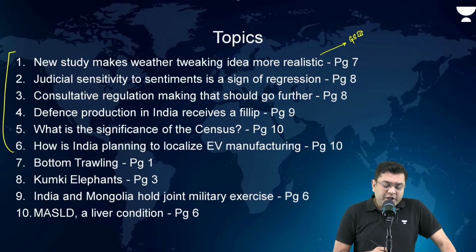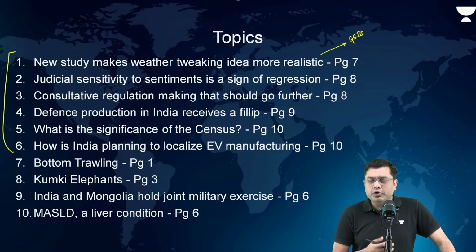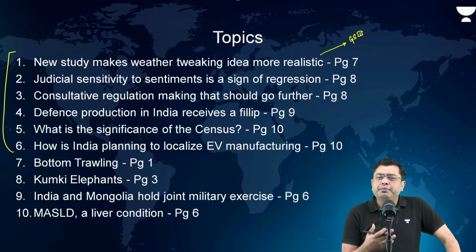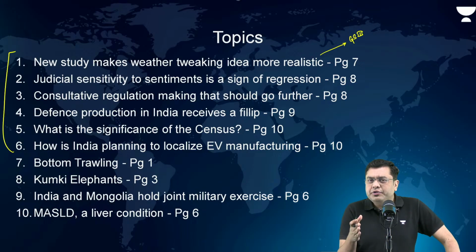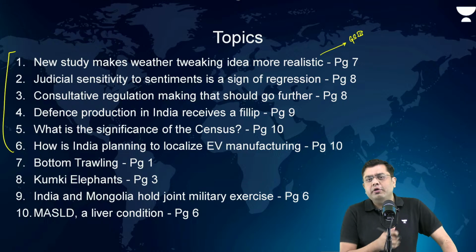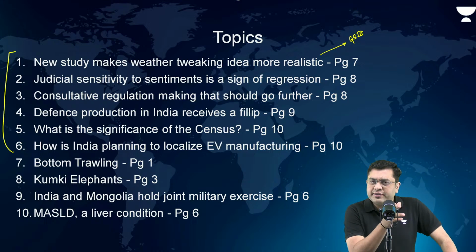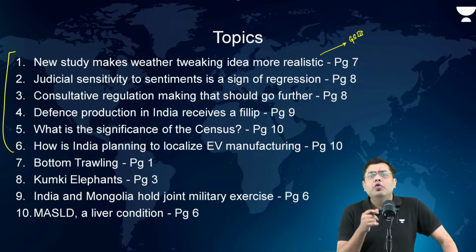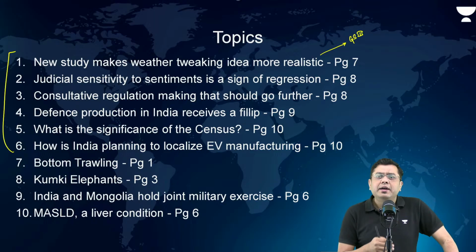Then, "Judicial sensitivity to sentiments is a sign of regression." This is an editorial piece which has appeared in the editorial section, which talks about and explores the varying trend of free speech regulation, which is demarcated in clause 2 of Article 19. What is that, and what is the trend that the article is postulating, is something we are going to discuss. So, this is a part of your GS paper 2.